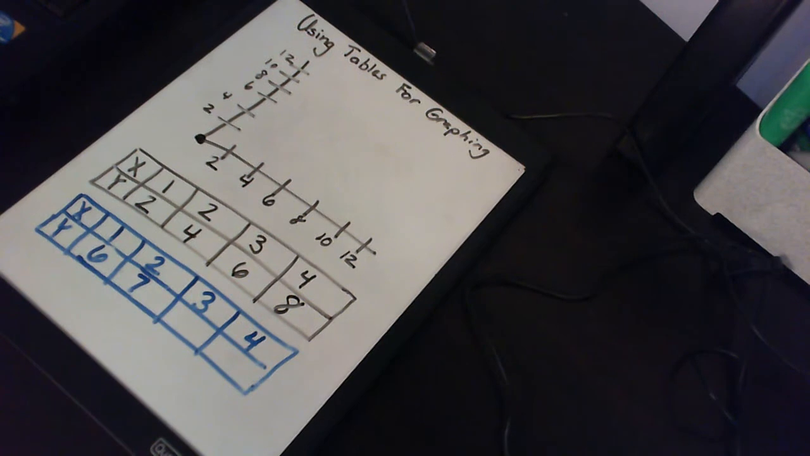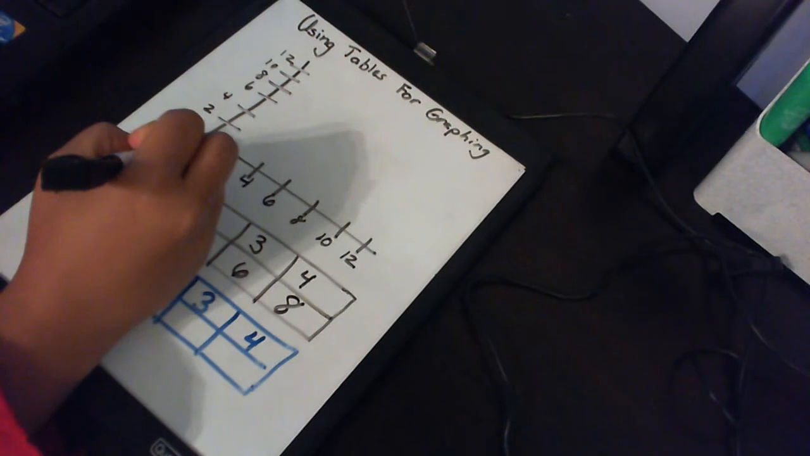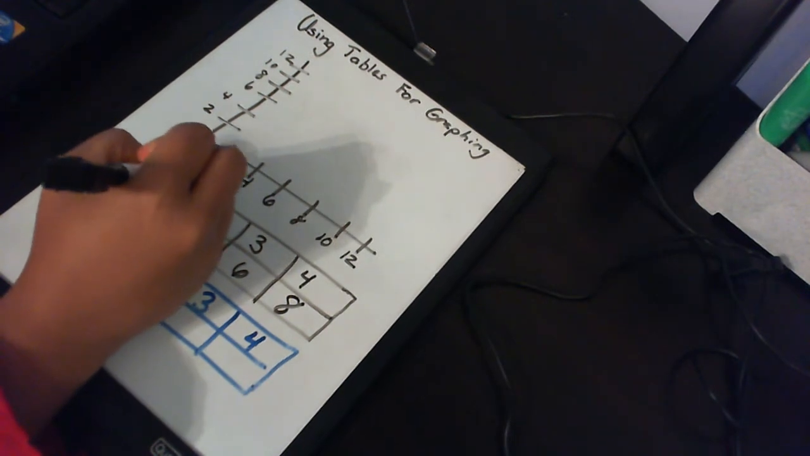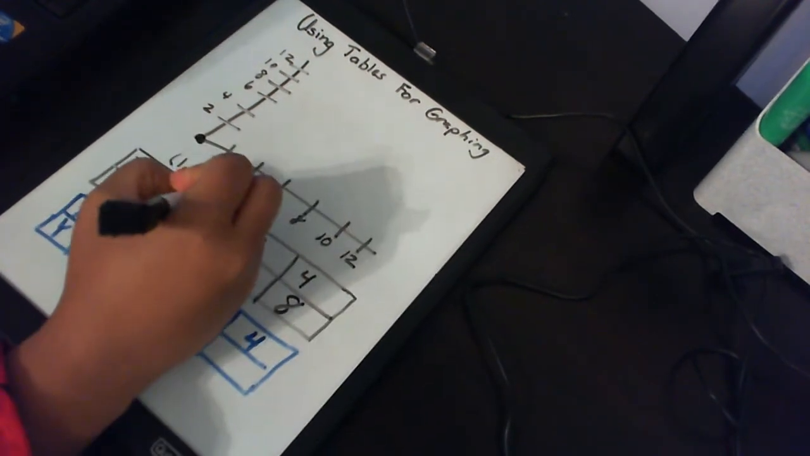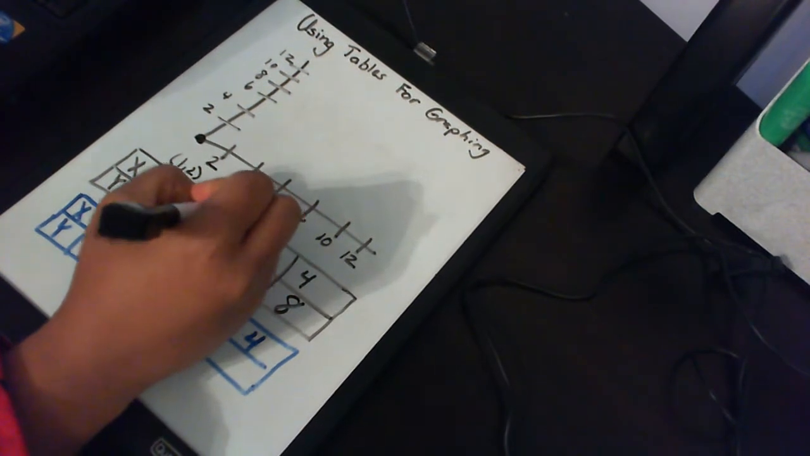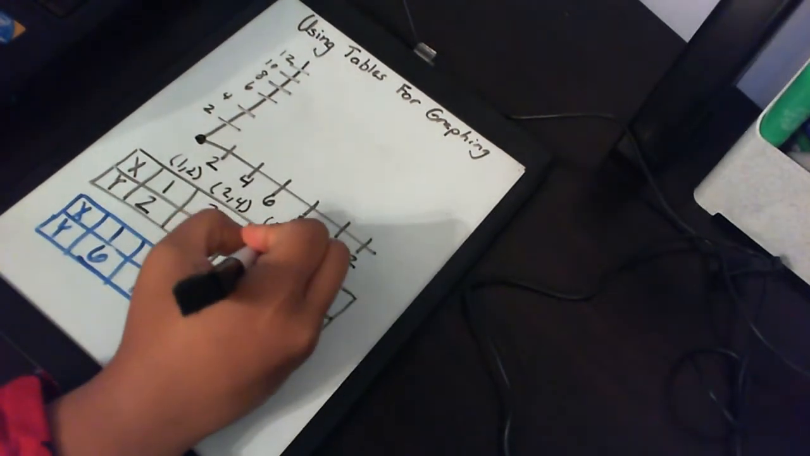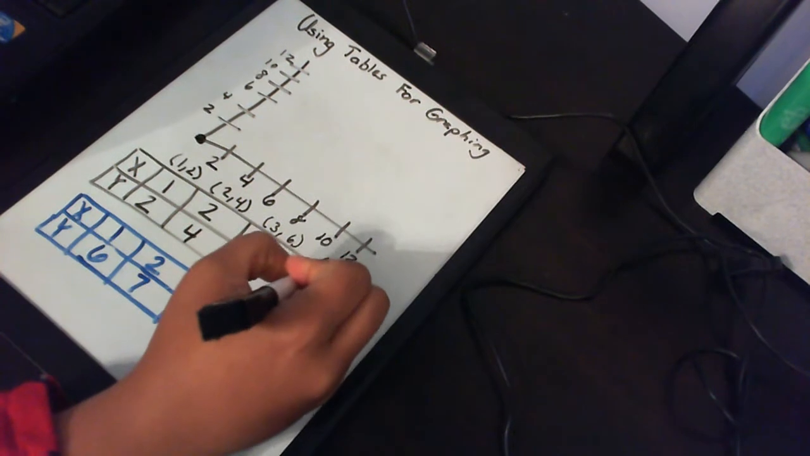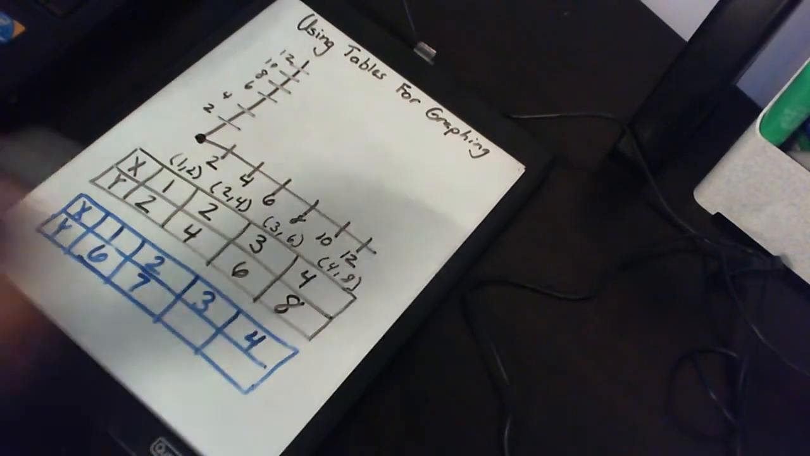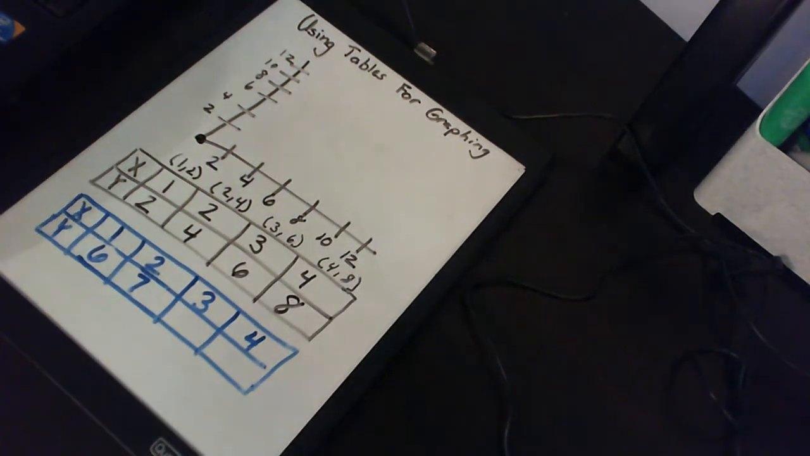So, now that we've figured out the boxes, it's time for us to plot it on the graph. We talked about ordered pairs before. And so, this box is going to become parentheses 1, comma 2. This will become 2, comma 4. This will become 3, comma 6, 4, comma 8. So that will tell me where I would plot.